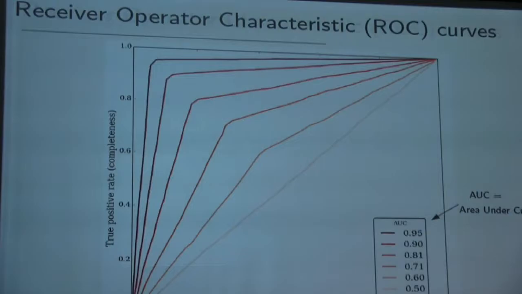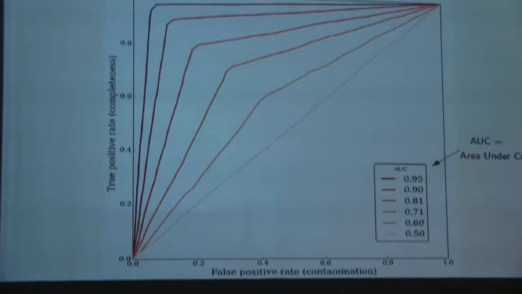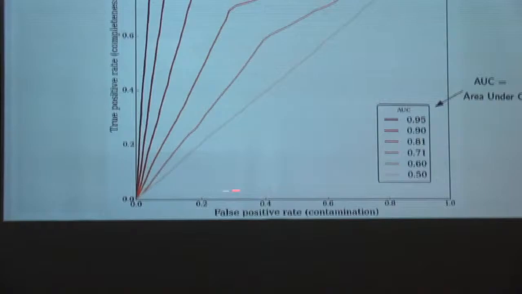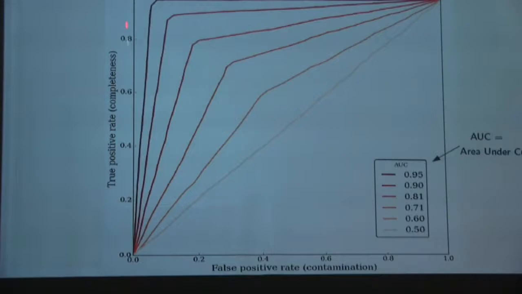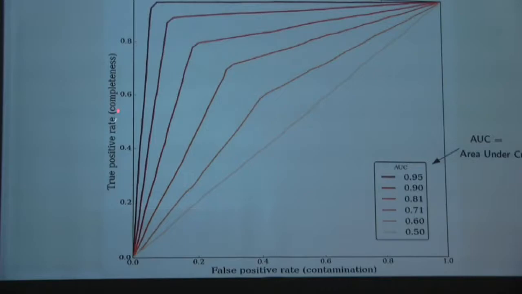And they look a little bit complicated, but they're actually very, very useful tools. So maybe I'll switch to this one. On the x-axis is the false positive rate, which you can think of like contamination. So at this end you have very high contamination, lots of non-1As in your sample. And here we have the true positive rate, which is completeness. So you can immediately see the right place to be is up here. 100% complete, 0% contaminated. Then you have perfect classification.